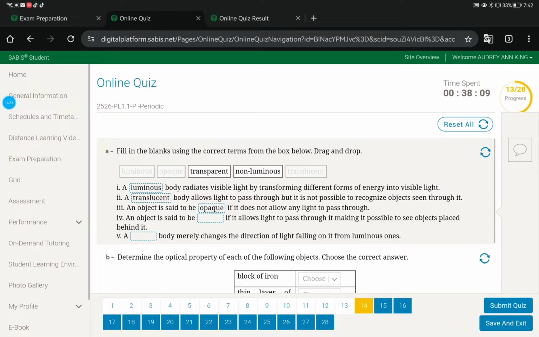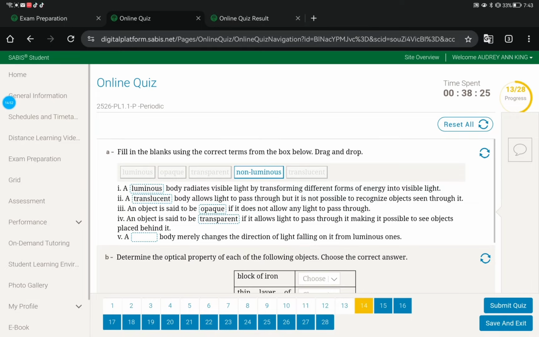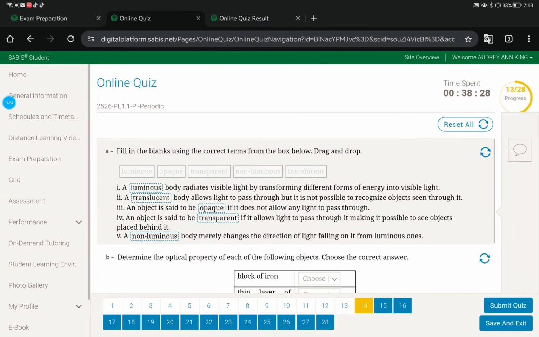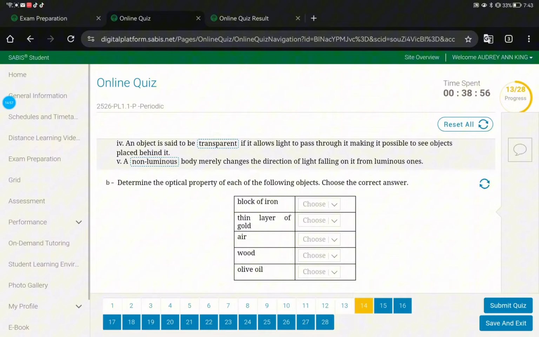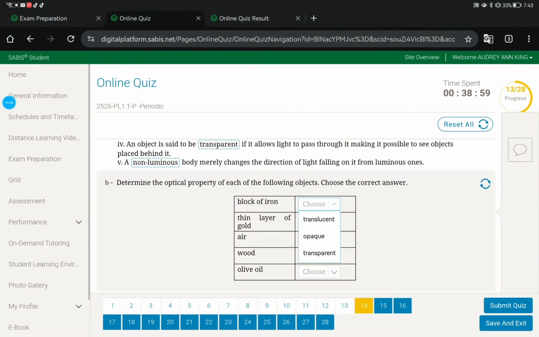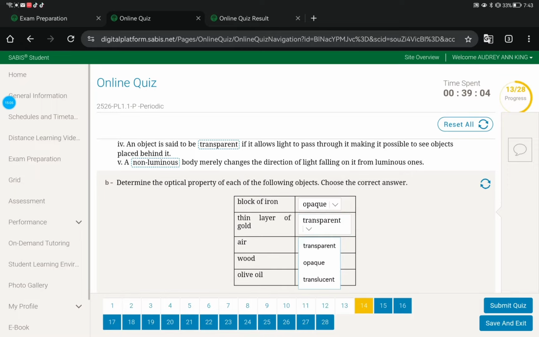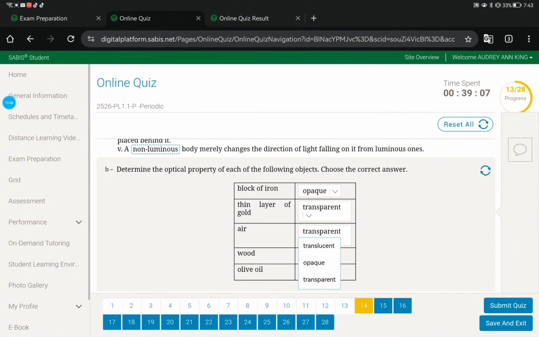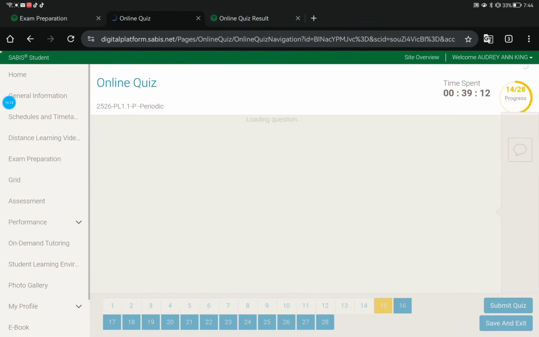An object is said to be blank if it allows light to pass through it, making it possible to see objects placed behind it. It's transparent, because all the light goes through, you can see it all. A blank body merely changes the direction of light falling on it from luminous ones. So non-luminous. Okay, this one's kind of obvious, whether you can see through it or not. You cannot see through a block of iron. Now a thin layer of gold is transparent. Air is transparent, of course. Wood is opaque and olive oil is translucent.